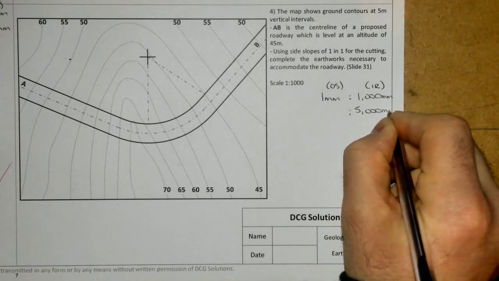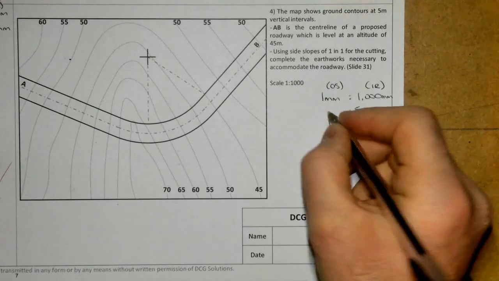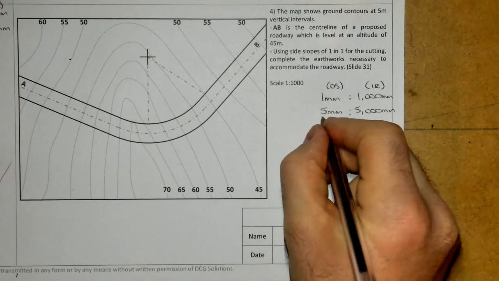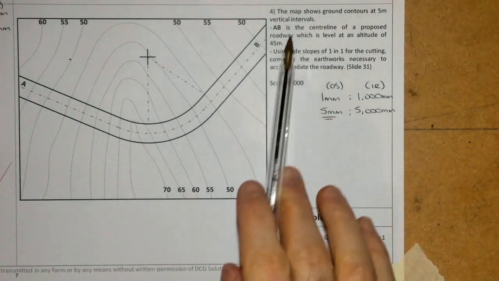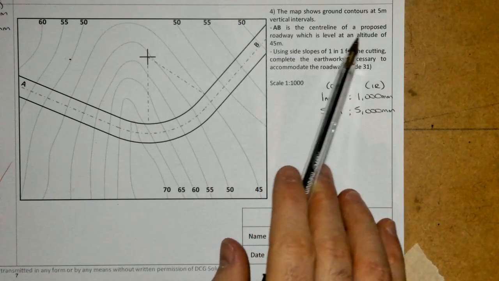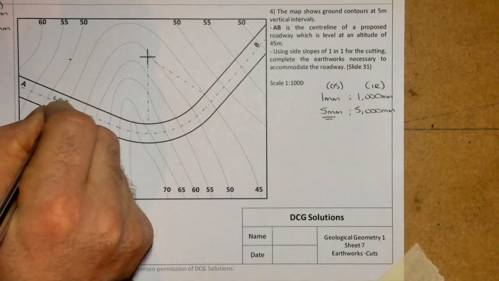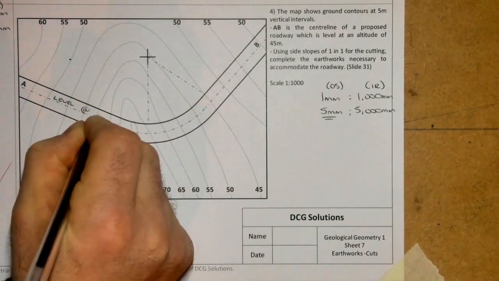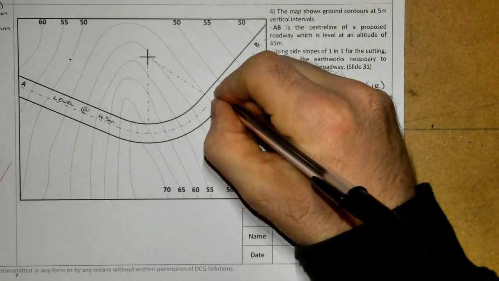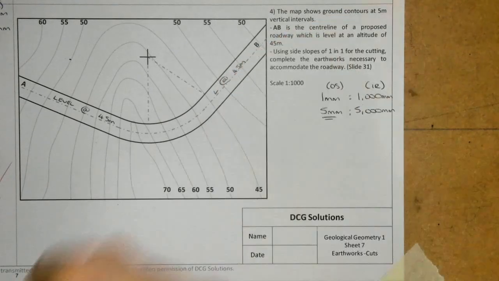Okay, so that's in reality, but if we multiply this by 5, we also multiply this by 5, so that's 5 millimeters on our sheet. That's our magic number. It says then, AB is the center line of a proposed roadway which is level at an altitude of 45 meters. So level at 45 meters. I put that in here. I just do L at 45 if you want it like that.